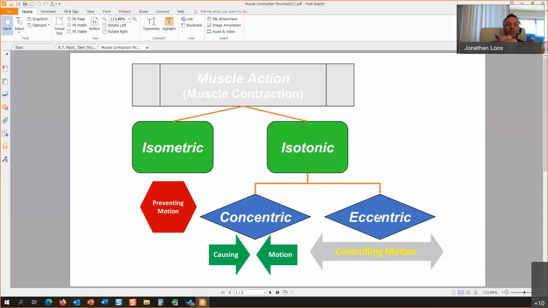And then the isometric example would be me just standing here and gravity's trying to pull this down. The muscle tension is equal to the gravitational force pulling down, and so there's no movement. Isometric. That's a contraction of the elbow flexors.